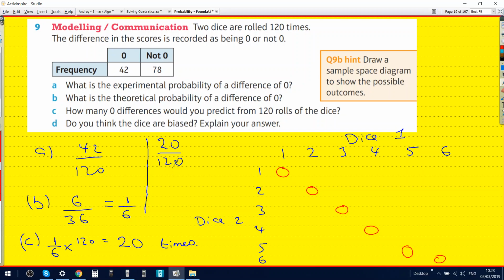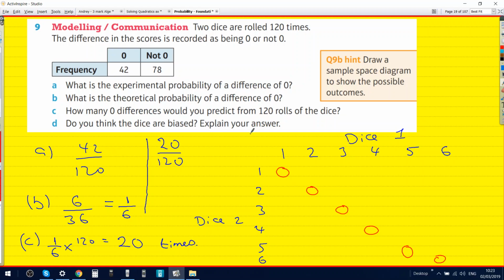What was the experimental probability for part A? 42 over 120. Biased or not biased? Biased. It looks very biased. You would expect that if it has a difference of 0 one sixth of the time, out of 120 rolls you'd expect it 20 times. It actually had a difference of 0 more than double, 42 times. So it's definitely biased, and that's more than a third of the time.